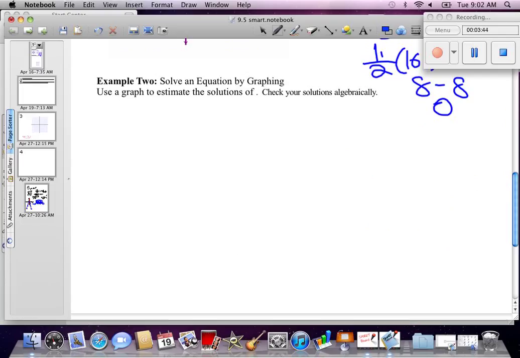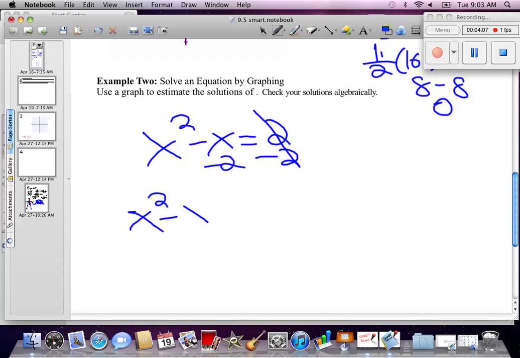Okay, first I've got this equation. x squared minus x equals 2. What do these equations have to equal? What did the last one equal? 0. So I can't have it equal to 2. So watch what I do. I'm going to subtract 2 from both sides of my equal sign. These go away. I'm left with x squared minus x minus 2 equals 0.